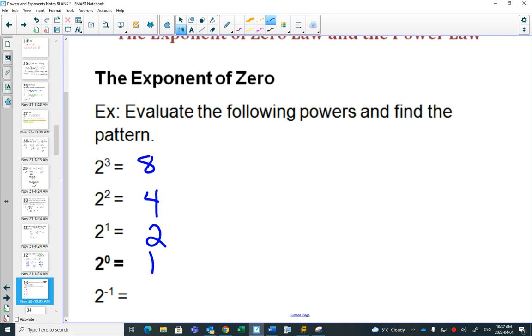There is a pattern. What's happening as we subtract 1 from the exponent? You're dividing by 2 or halving. If you did that again, you'd get 1. And if you did it again, well, that's your negative exponent rule that is also explained by it. Because if you divide by 2 again, that 2 moves to the bottom with a positive exponent of 1.